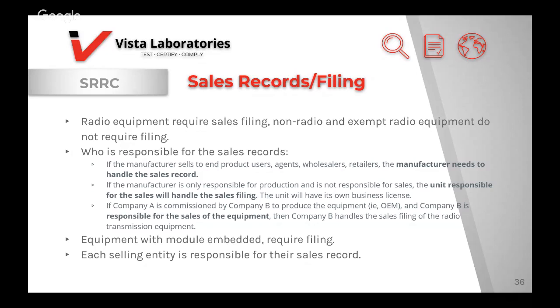Equipment with modules embedded will also require filing, and each selling entity is responsible for their own sales record. So different stores of the same company must be responsible for their own sales filing. And for radio transmission equipment, the sales records are subject to what they call localized management.